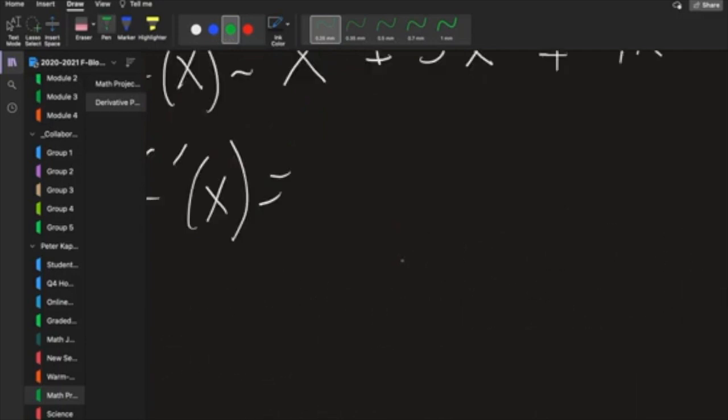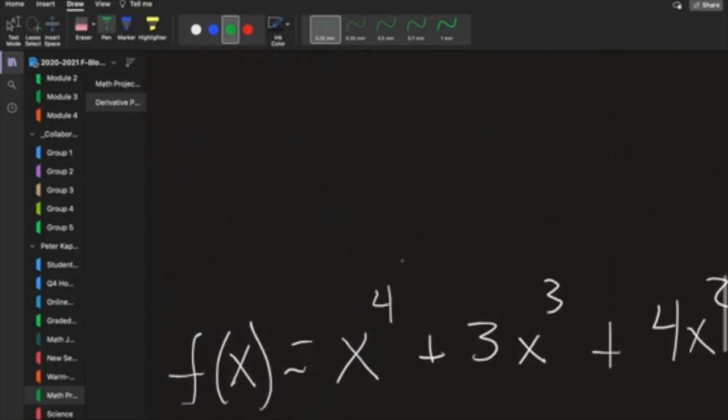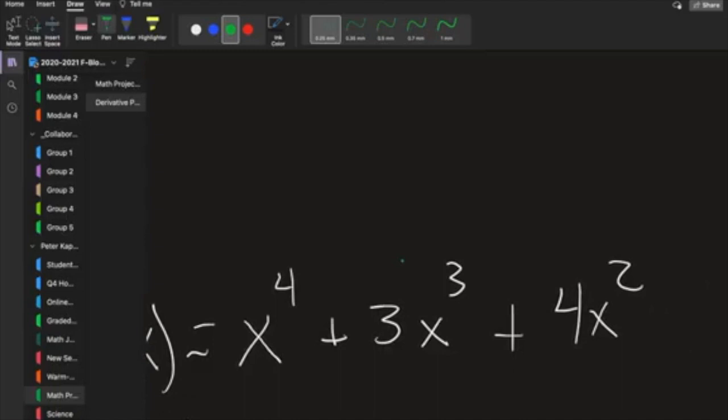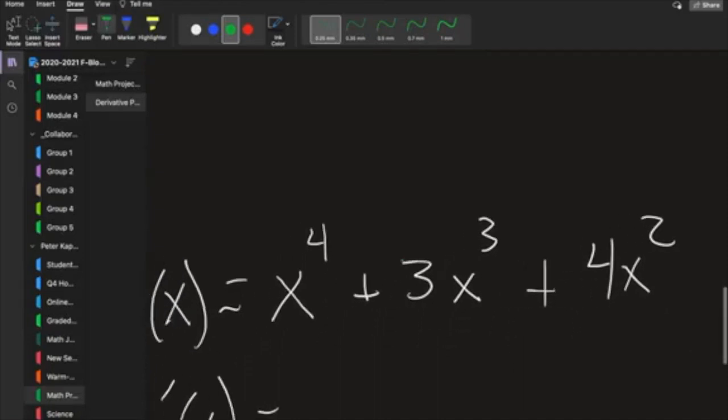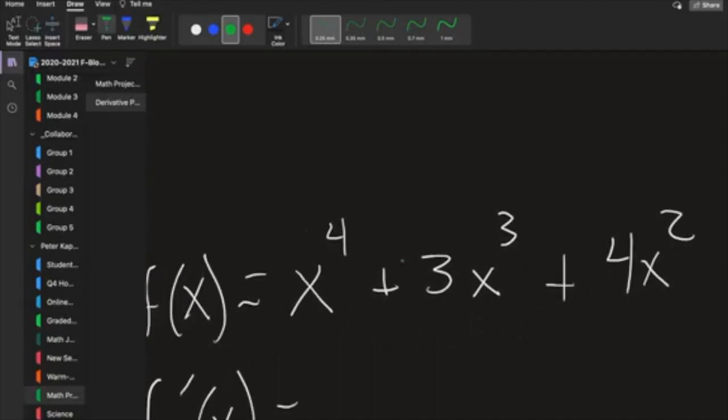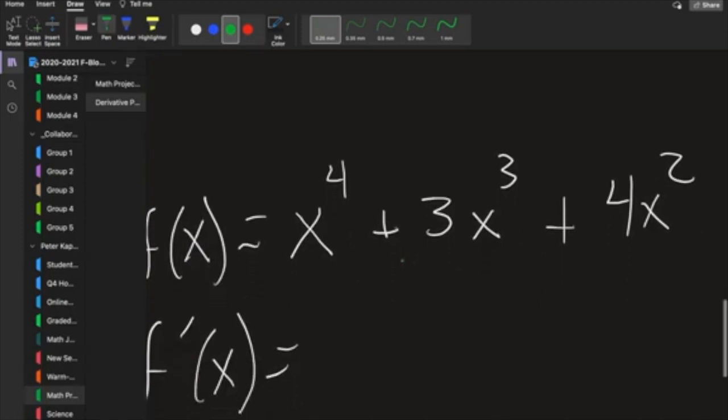Here's this function. f of x is equal to x raised to the fourth power plus 3x raised to the third power plus 4x raised to the second power. So pause the video right now if you want to give yourself a shot, and I'll come back to you in a second with the answer. Okay, so hopefully you did this right.